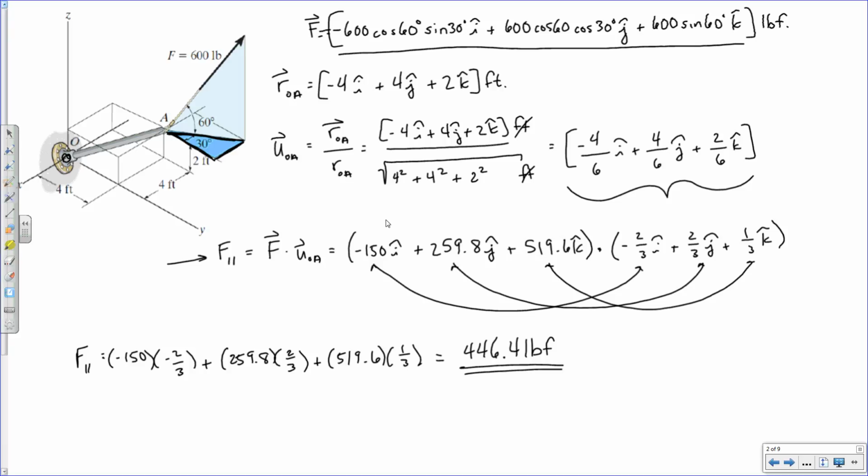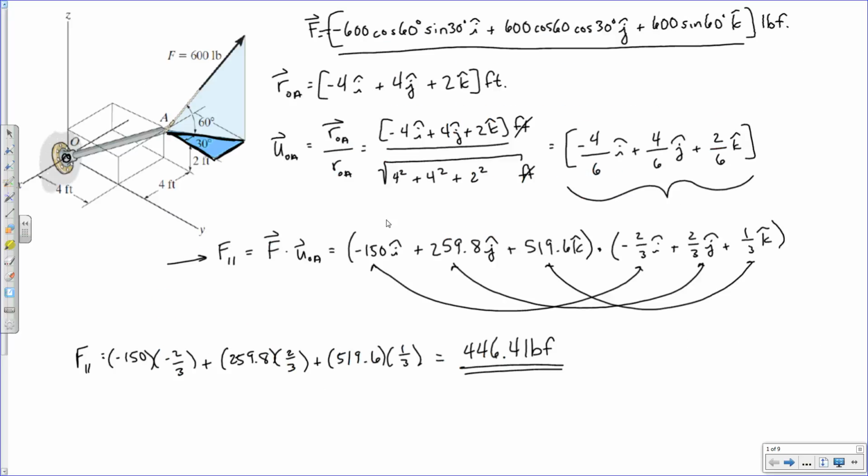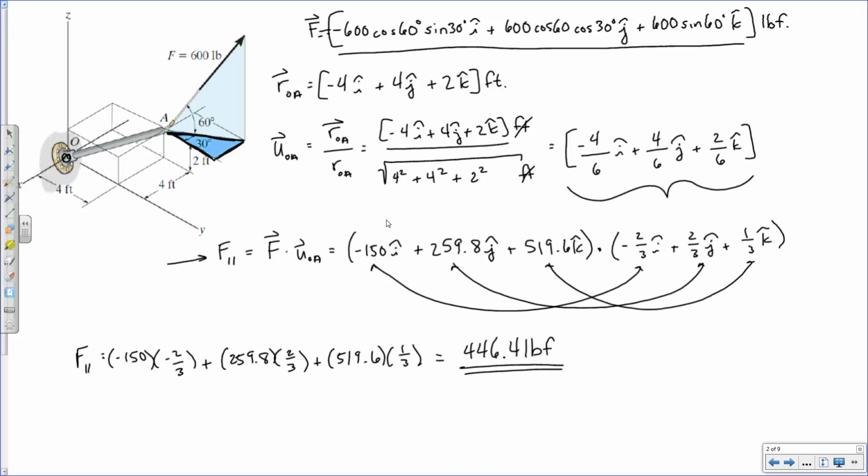That's my component parallel to the axis OA, or the line OA. That's this one. What did I say it was? 446.4. The length of this line corresponds to 600 pounds. Now all I have to determine is my perpendicular component. We said that this is a right triangle, so I only need to use Pythagorean theorem to get there.